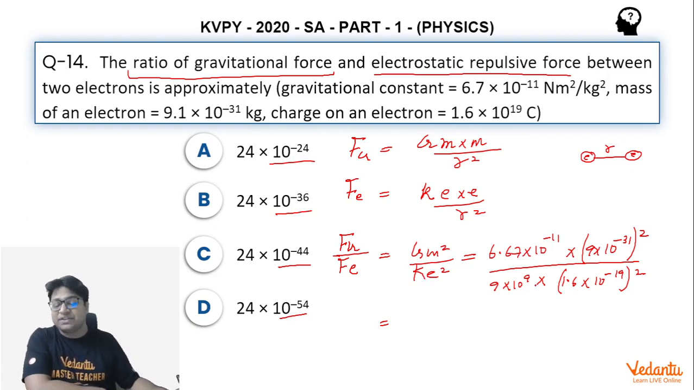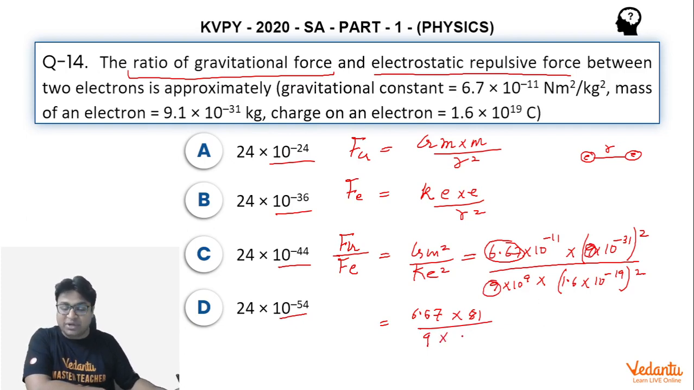So let's first pay attention to the numbers which are different from 10 raised to power something. That would be 6.67. Let me write it here. Then we will have 9 square, so that's 81. So I've taken care of this. Then in the denominator we will have a 9, so I've taken care of this. And then there would be a 1.6 square, so that's I think 2.56. Everything else is a power of 10.